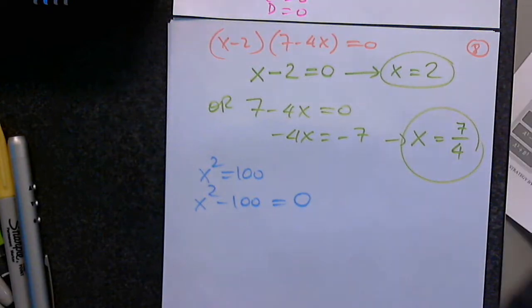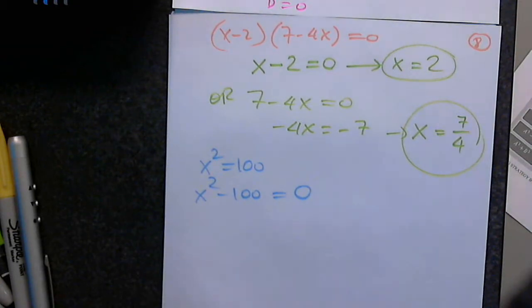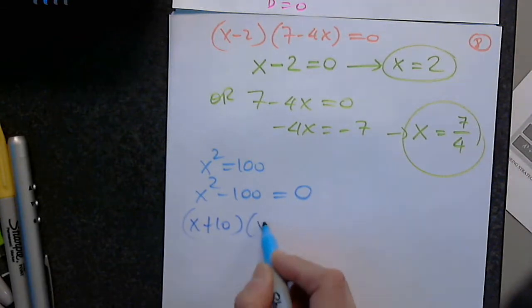Which one? x squared minus 10 squared. Right, but how do I factor it? x plus 10, x minus 10.